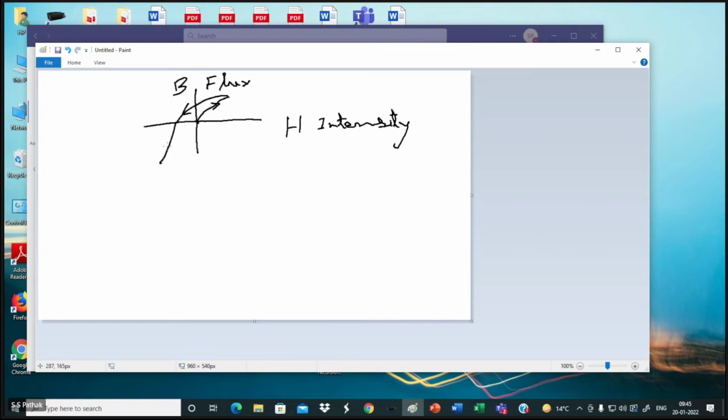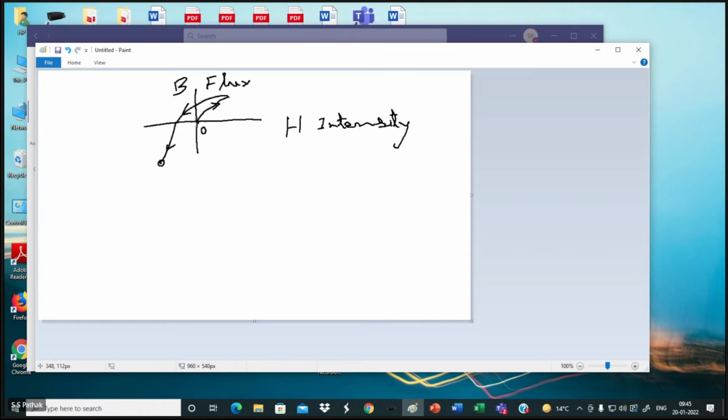When I am reversing the current, the magnetic flux and this intensity become negative. I'm putting this as 0. So flux is positive, flux is negative, intensity is positive, intensity is negative, like this. I have come up to this point. Now I change the direction of the current again. It will not go to 0 now.